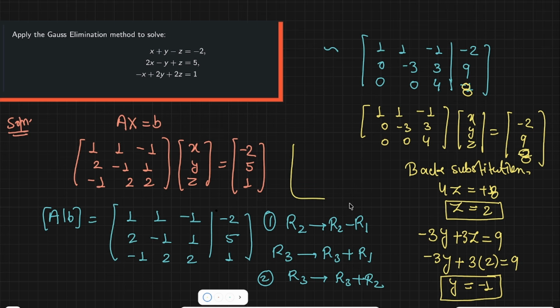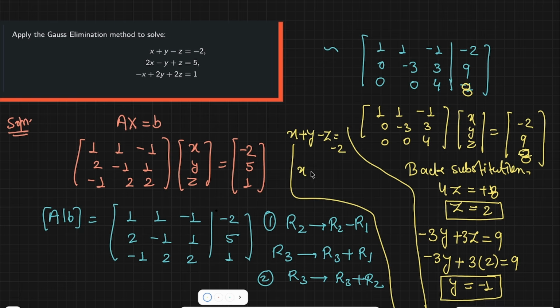Now you just calculate the value of your x. That will be x plus y minus z is equal to minus 2. So x minus 1 minus of 2 is equal to minus 2. This will cancel, then x is equal to. So from this you can easily calculate the values of x, y and z. This method is known as the method of back substitution, in which you are calculating the row echelon form.